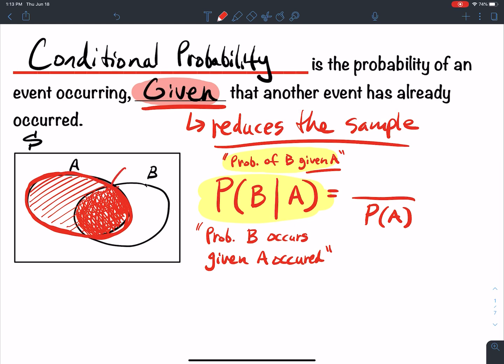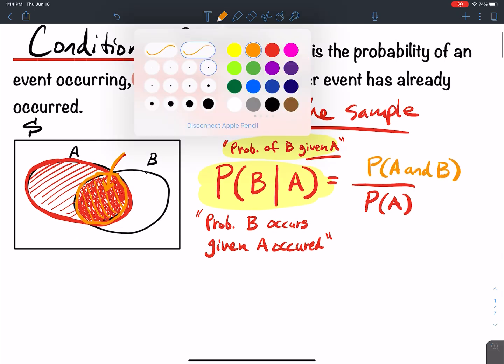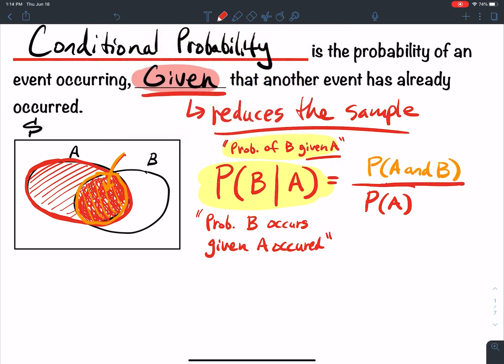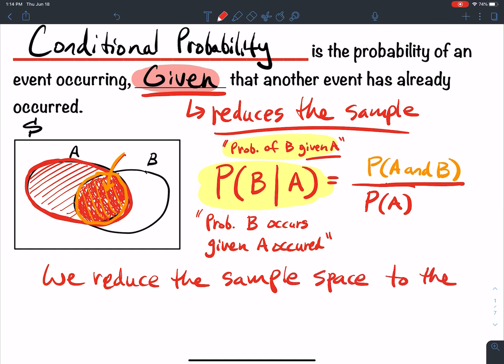Well, where does B fall into the A category? It falls in right here in this region right there. So that is the probability of A and B where they overlap with each other. Okay? So what is this telling me? The whole key for conditional probability is that we reduce the sample space to the given. So whatever it is that's given in our sample space, that's our new sample space.